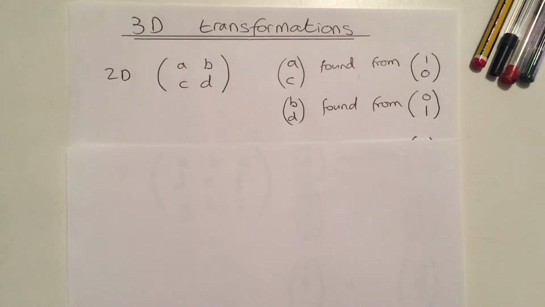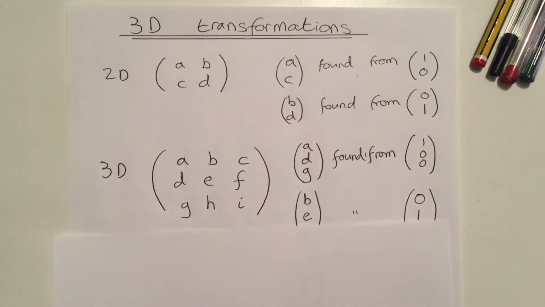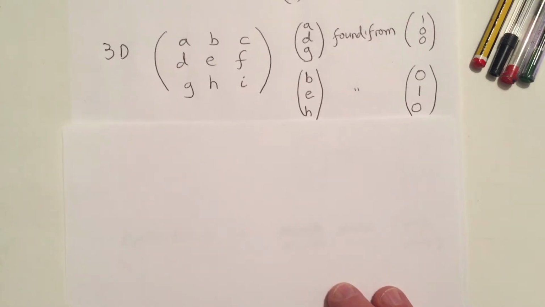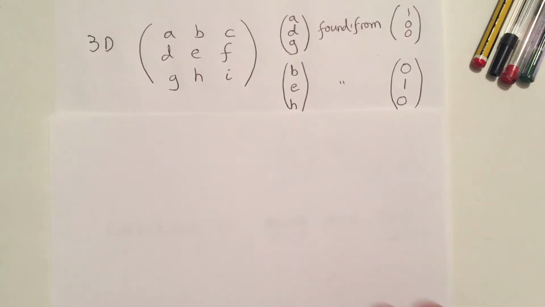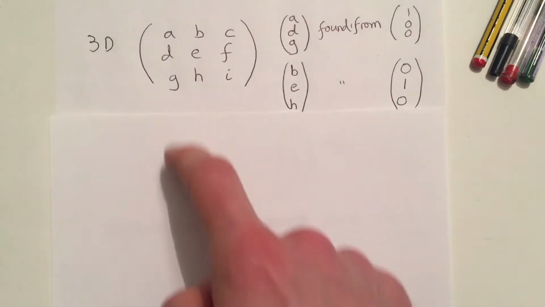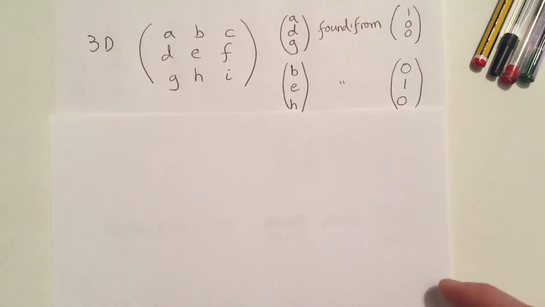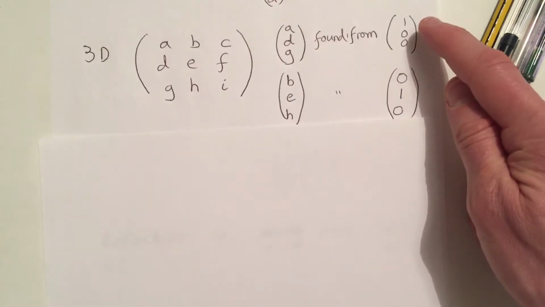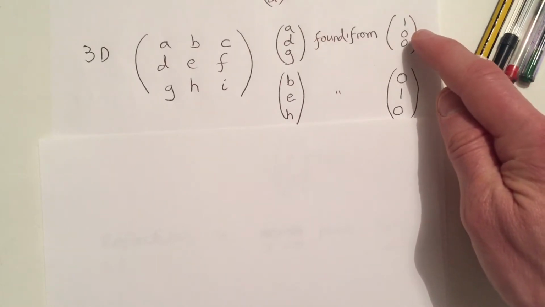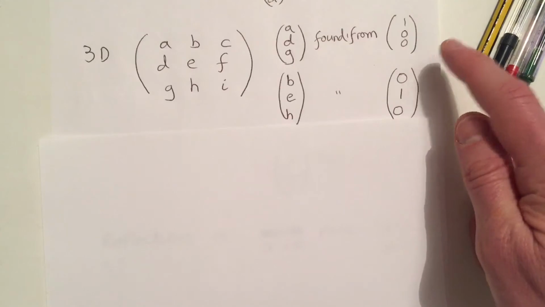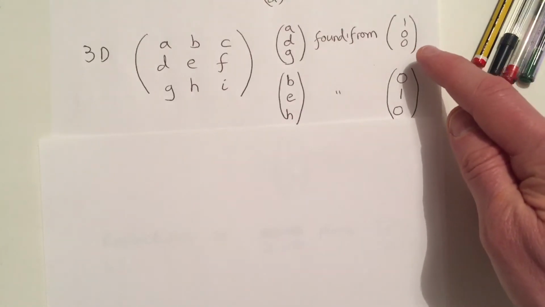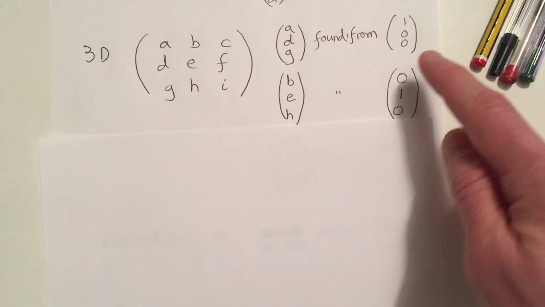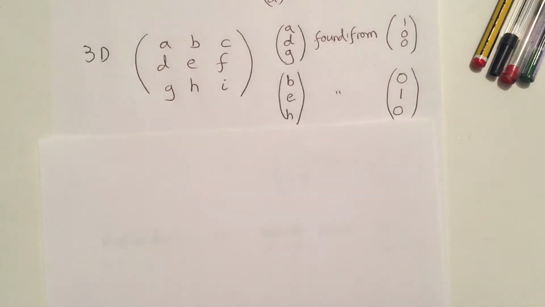The same principle can be applied in 3 dimensions. A 3-dimensional transformation can be represented by the 3 by 3 matrix, like that. And again, we can find each of these values by considering what happens to the coordinate (1, 0, 0). So that's the x coordinate is 1, y coordinate is 0, z coordinate is 0. If we think about that and where that gets transformed to, that will tell us these values.